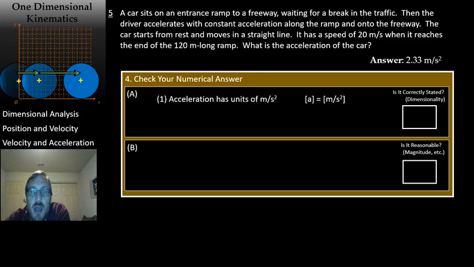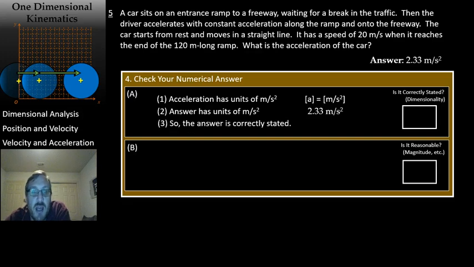So for the first part, I'm asking about dimensionality. I'm asking if this acceleration has the right units, and the acceleration should have the units of meters per second squared. That's the right unit in the SI system for acceleration. It turns out that 2.3 meters per second squared has those units exactly, so the answer is correctly stated. All right, and yes, that is good. We're happy with that.